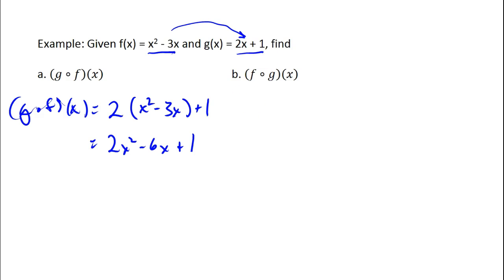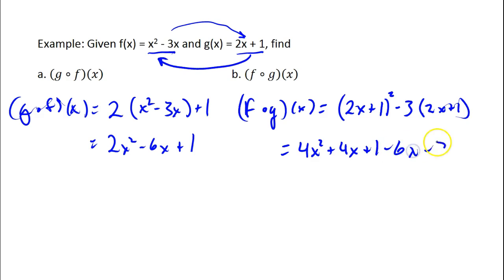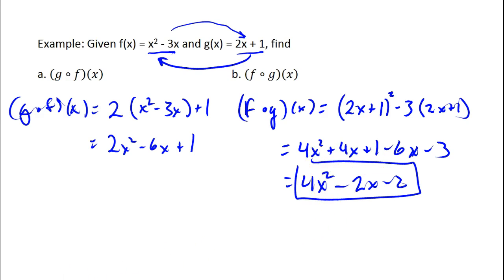Now b says to do f circle g of x. That means take the function g and put it in for x in f. So here we go. That's going to be 2x plus 1 squared minus 3 times 2x plus 1. All right, let's do FOIL on this. That's going to give me 4x squared plus 4x plus 1 minus 6x minus 3. And we'll combine similar terms. 4x squared minus 2x minus 2. And that is f of g of x.